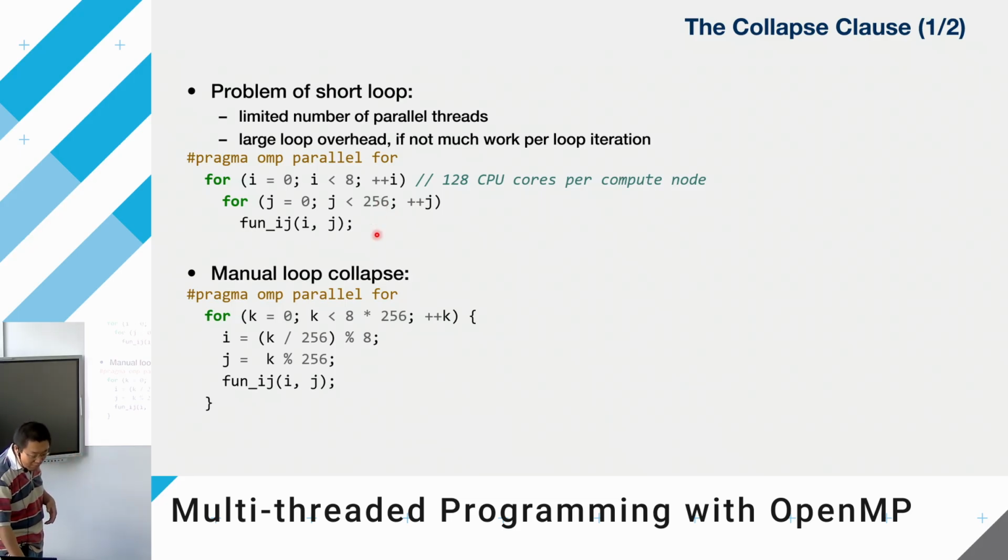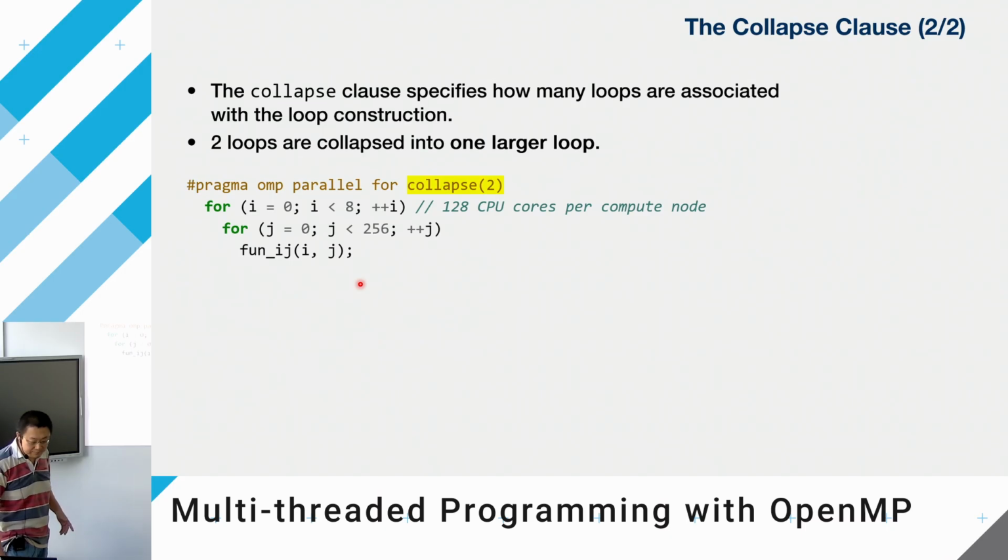One way is to do this manually, to change your source code. This is possible, but not recommended, because you change the code structure and sometimes make the code not really readable. For example, what's the meaning of k divided by 205 and then calculating the remainder of 8? What's the meaning of this? This does not look immediately clear. So manually it's doable, but not recommended.